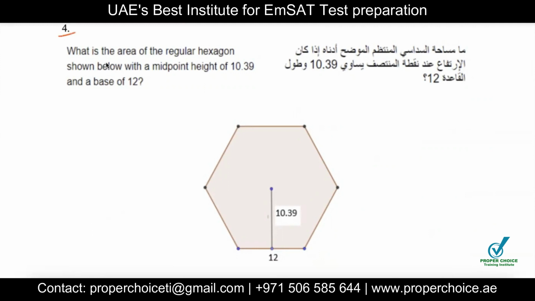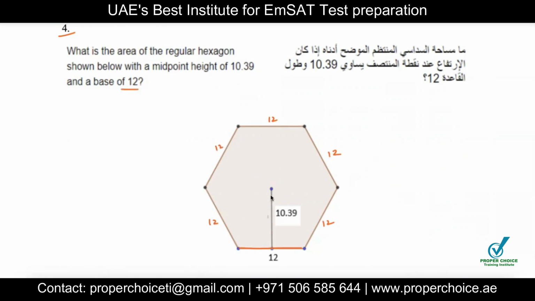Question number 4 here is, what is the area of a regular hexagon below with a midpoint height of 10.39 and a base of 12? So they're asking you about the area of a regular hexagon whose base is 12, meaning the length of this side is 12, and the midpoint from there to here is 10.39. When I'm using the word regular, it means the lengths of all the sides are the same, so each side has to be 12.